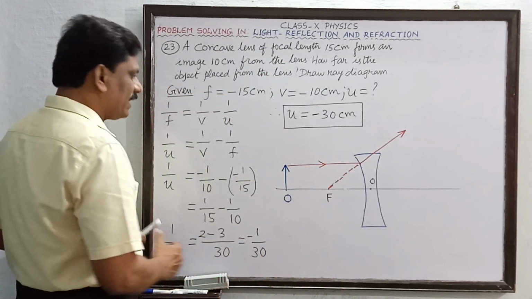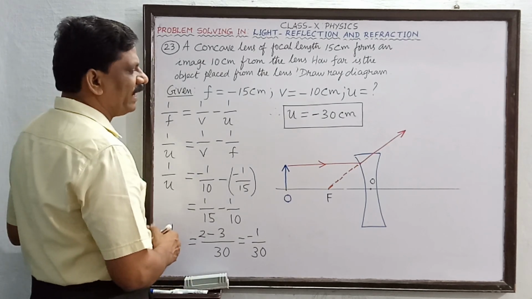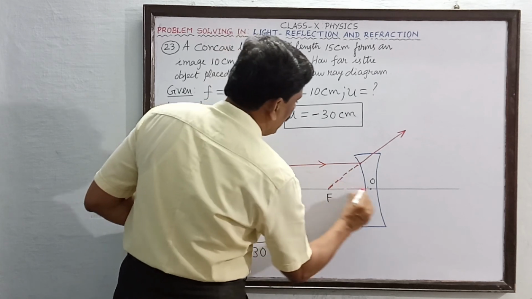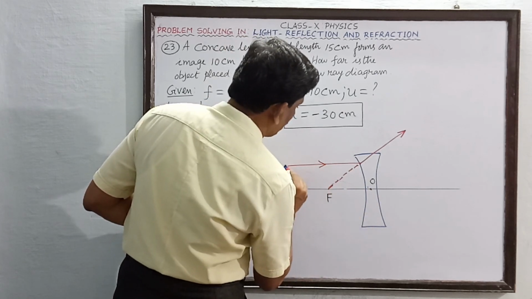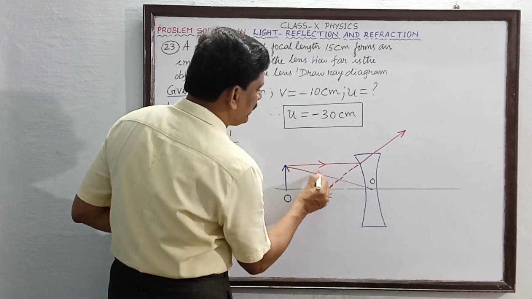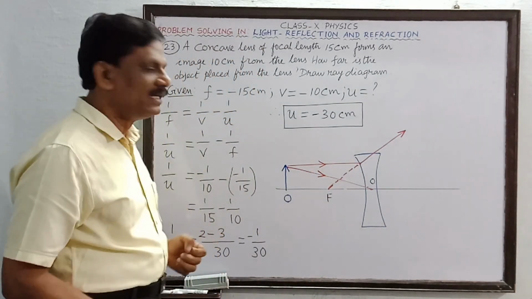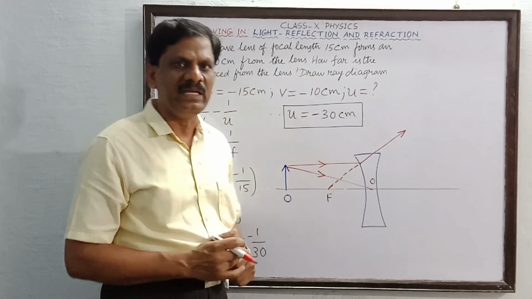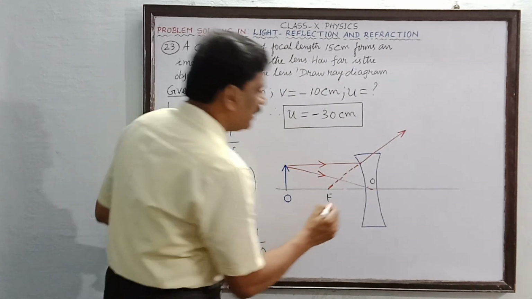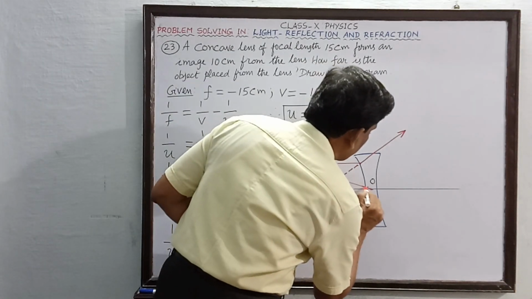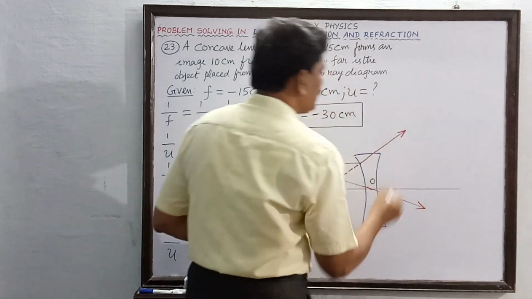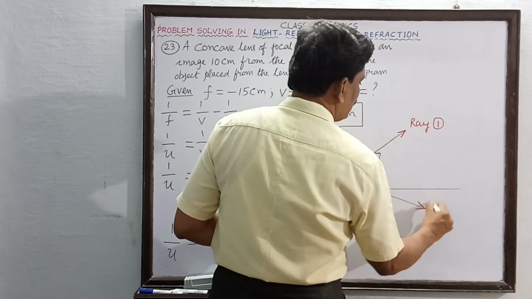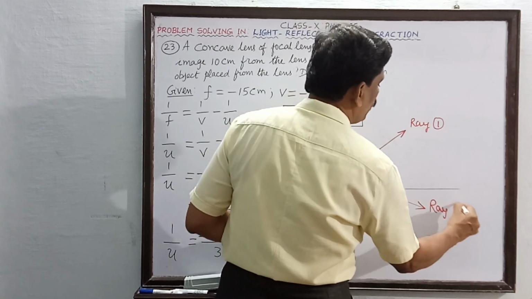Okay, now another ray of light I will take such that it is passing through the optical center itself. Okay, students. So this is another ray of light. You see, this is the second ray of light. This ray of light which is passing through the optic center will not undergo any refraction, so it will be passing in the same direction. So this is refracted ray 1 and this is refracted ray 2.